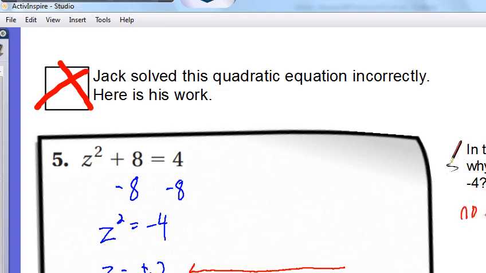So no real number times itself is negative. That goes for the square roots of all negative numbers. You can't multiply a real number by itself and get a negative. What kind of number can be the square root of a negative?